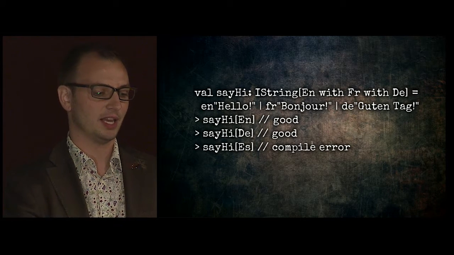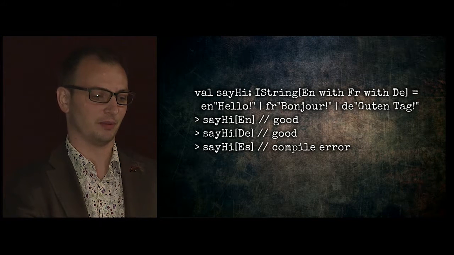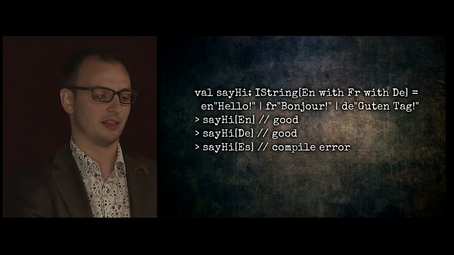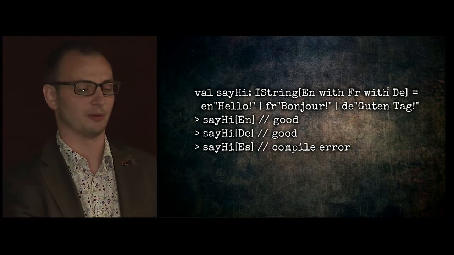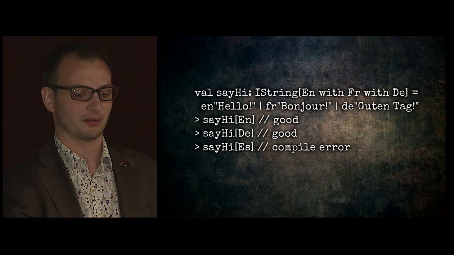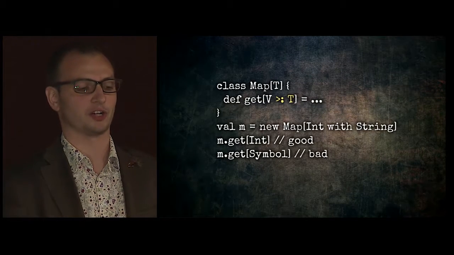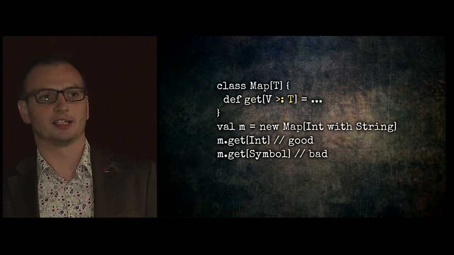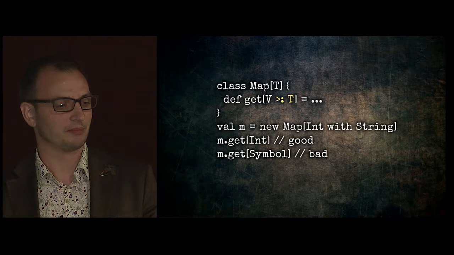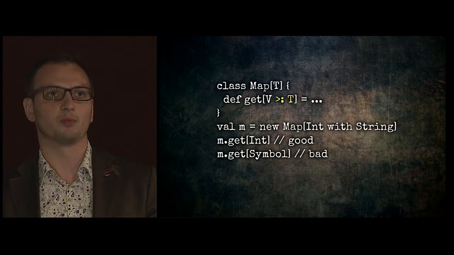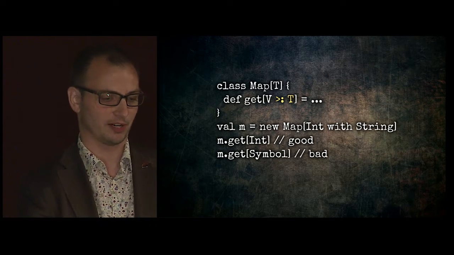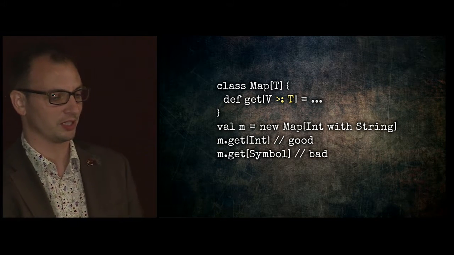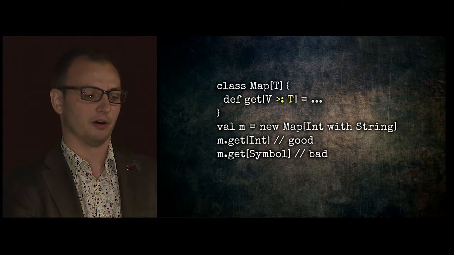It's very useful. And it means that if we've got an iString called say hi with this type, we can guarantee that we can get an en from it, a de from it, an fr from it. There's no risk. By construction, it will work. So the iString is, like I said, a typed map. This type T here would be the intersection. So, for example, we can create, and this has nothing to do with the map in the standard library, by the way, I should probably have called it a different name, Map of int with string.